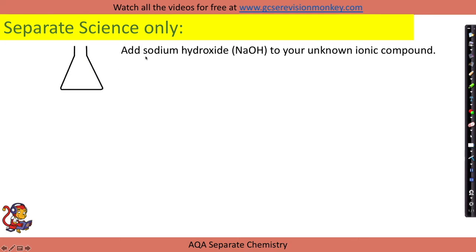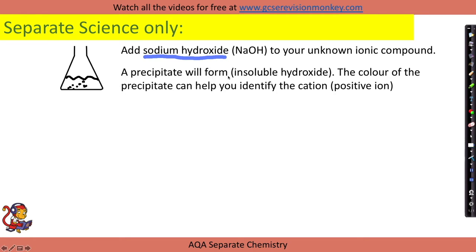There is another test whereby you add sodium hydroxide to your unknown ionic compound. So we've got a conical flask here, or you can use a beaker or a test tube, and you have sodium hydroxide and your unknown powder inside. A precipitate will form, and that's because you will make an insoluble hydroxide. So a precipitate is a solid that's suspended in the solution because this hydroxide does not dissolve. The colour of the precipitate will then help you identify the cation. If a blue precipitate forms when you add sodium hydroxide, you have identified copper in the compound.